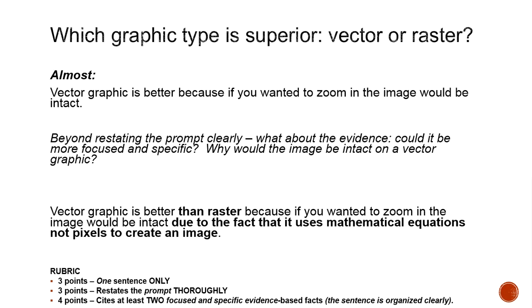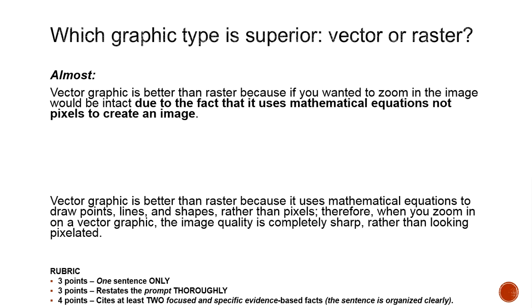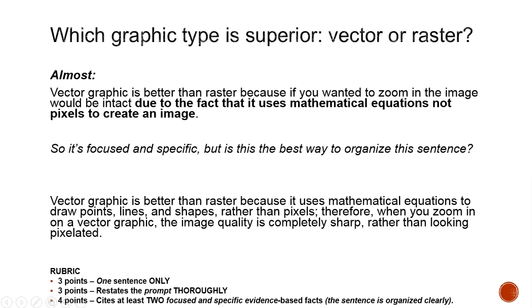So vector graphic is better than raster because if you wanted to zoom in, the image would be intact due to the fact that it uses mathematical equations, not pixels, to create an image. Okay, so we're getting more complete, right? Let's take a look at that claim now that we just wrote, and let's think about how we could rewrite it. So it's focused and specific, and let's organize it the best way possible.